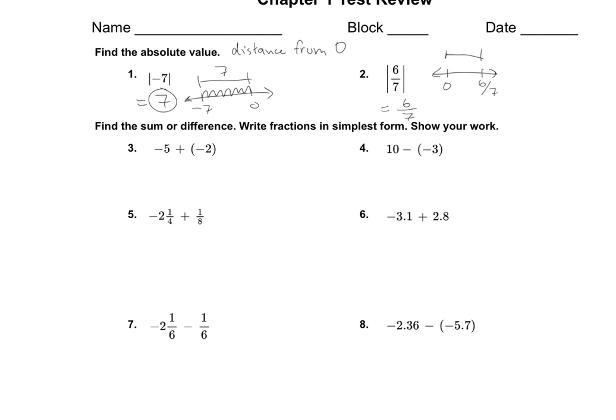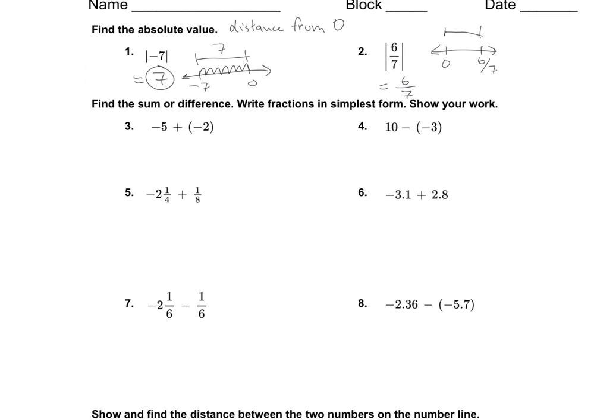Right? For numbers 3 through 8, I'm either finding the sum or the difference. And it says to write fractions in simplest form. Okay, this is where we got to make sure we're paying attention and seeing, am I adding or am I subtracting? Okay, for the first one, I am adding. So I need to see what is -5 plus -2. Right? We have a visual model that we could use, or you could use anything else, right? 5 negatives plus 2 negatives gives me 7 negatives. Could have also done this on the number line or something like that.